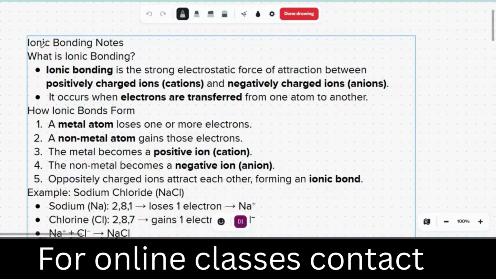Hello, today we are going to talk about ionic bonding. So, what is ionic bonding? Ionic bonding is a strong electrostatic force of attraction between the positively charged ion and the negatively charged ion. It occurs when electrons are transferred. That is the most important thing.